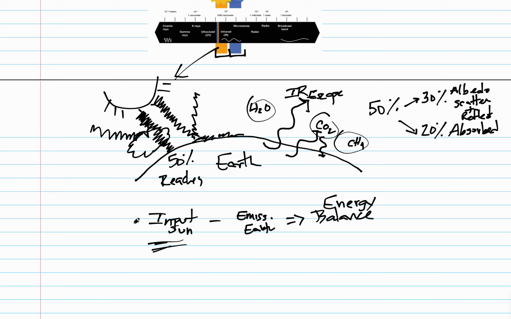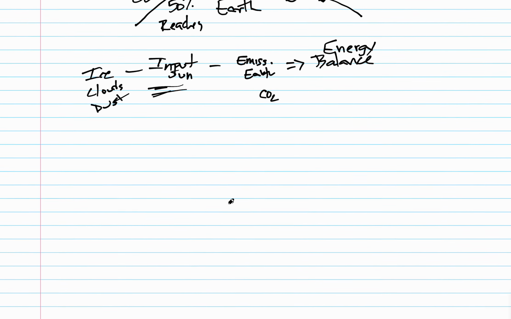We could maybe increase the amount of ice, or we could increase the amount of clouds, or we could increase the amount of dust in the atmosphere and change the albedo effect, change the incoming part of this energy balance. Or we could change the amount of greenhouse gases in the atmosphere and therefore reduce the amount that's able to escape and change the energy balance. This is the greenhouse effect simply and schematically.